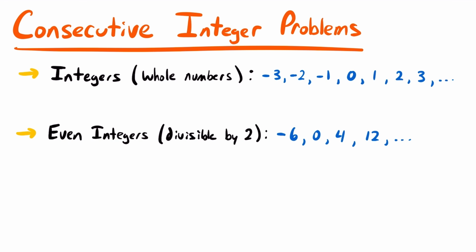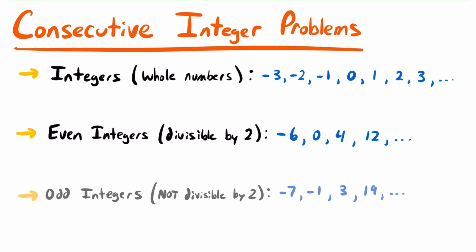Now, on the flip side of that, a problem could also refer to odd integers, or numbers not divisible by 2. So that would be numbers like negative 7, negative 1, 3, or 19. Any number that is not even, meaning that when you divide it by 2, you do not get another whole number. Those would be integers that are odd integers.